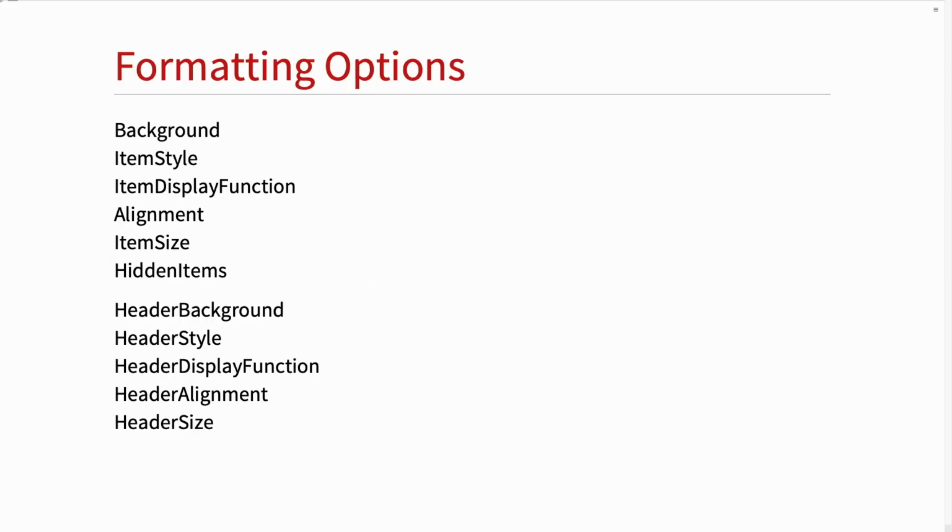Okay, there are a whole slew of new formatting options, and these essentially parallel what you can do with Grid currently, but generalized to the multi-level structure of Dataset. So there's background, item style, item display function, alignment, item size, hidden items, and analogous options for the headers. So you can control the formatting of the headers separately from the content of the dataset.